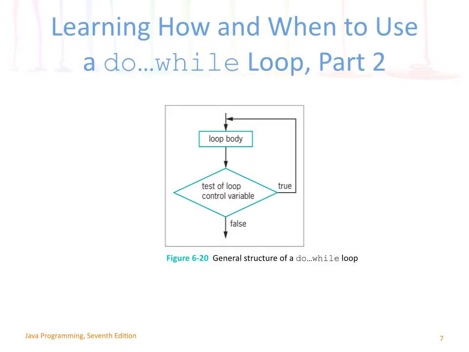The primary difference between a pre-test loop and a post-test loop is that in a post-test loop, the body of the loop will always execute at least once. So if you want to execute at least once, use a post-test loop, the do-while loop.